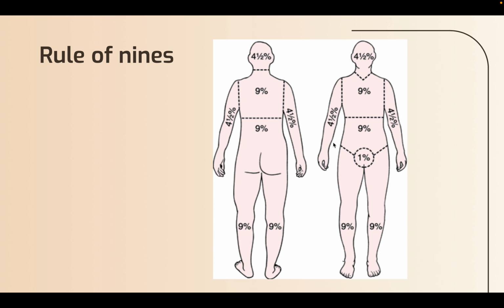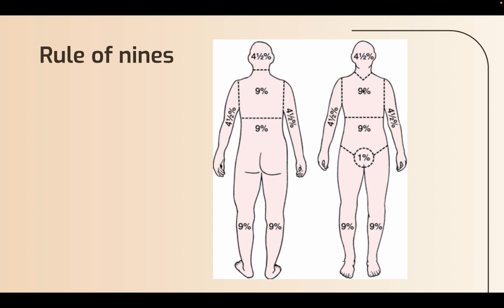And moving on to the arms. So each arm is going to be 9%. So that means the front of the arm, or the anterior of the arm, is going to be 4.5, and the posterior of the arm is going to be 4.5 also, equaling 9% if the whole arm is burnt. The leg. The whole leg is 18%. So the front of the leg would be 9%, or the anterior view of the leg. The posterior view of the leg would also be 9%. So half of the leg would be 4.5.